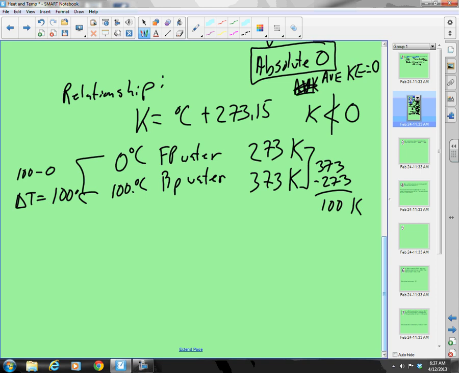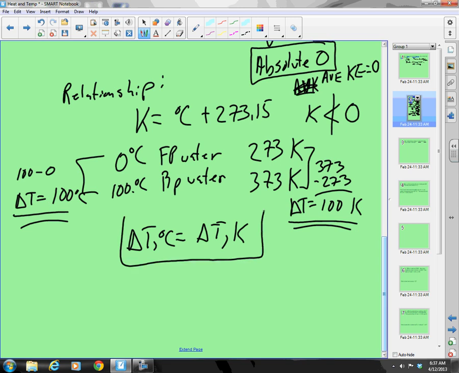Wait a minute. The delta T in Kelvin is 100 between the freezing point and boiling point of water, and the delta T in Celsius is 100. So what does that tell me? That the delta T in Celsius is equal to the delta T in Kelvin. As long as I'm looking at the change in temperature, the change in Celsius and the change in Kelvin are the same. What can we conclude from this?